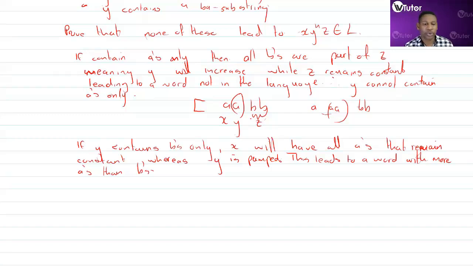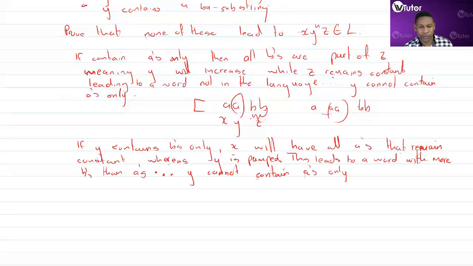Right. So therefore, Y cannot contain B's only, because it would give more B's than A's. And therefore, Y cannot contain B's only. Let's look at the next part.